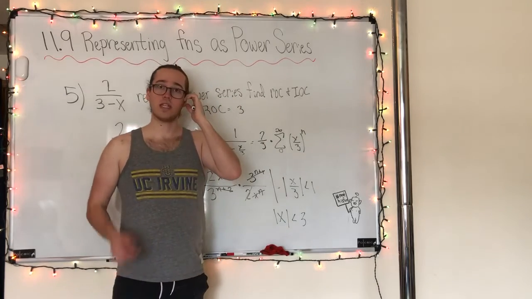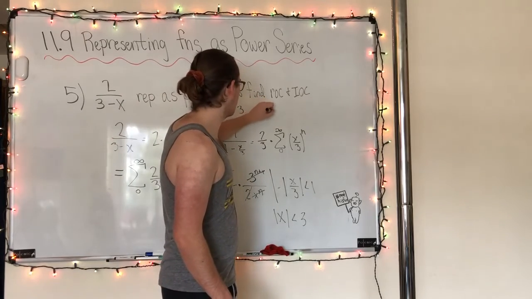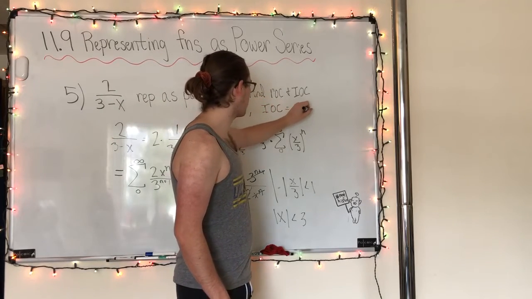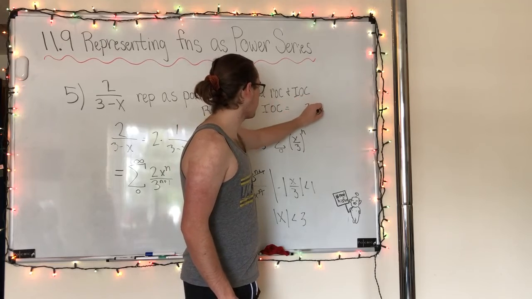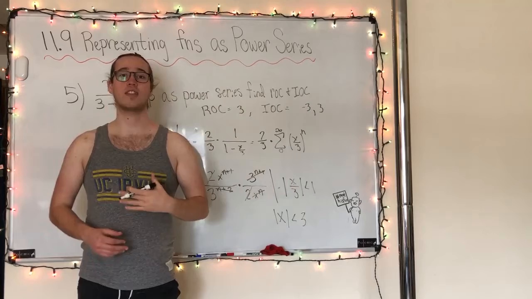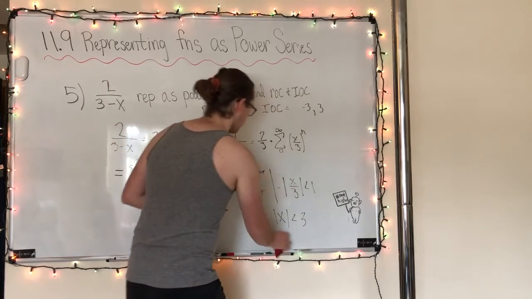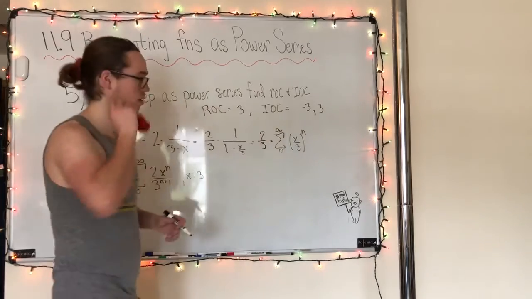And then we need to find its interval of convergence. Well, we know our interval of convergence is going to be something between negative 3 and positive 3, and we just need to see if they are going to be included or not, so hence parentheses or brackets. So let us do that.